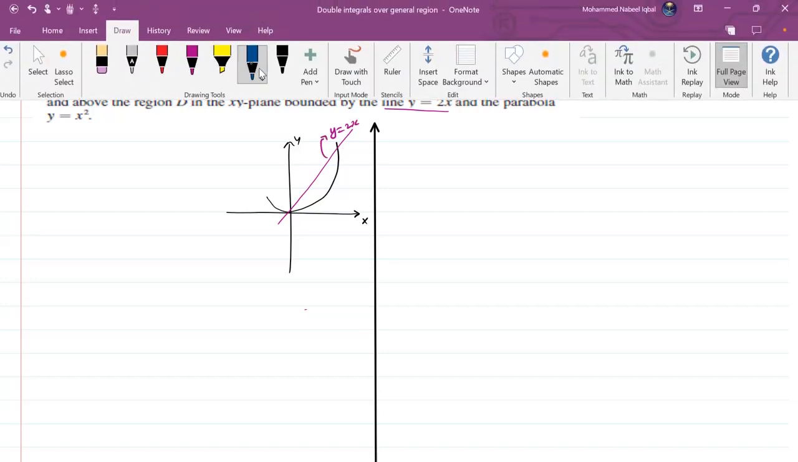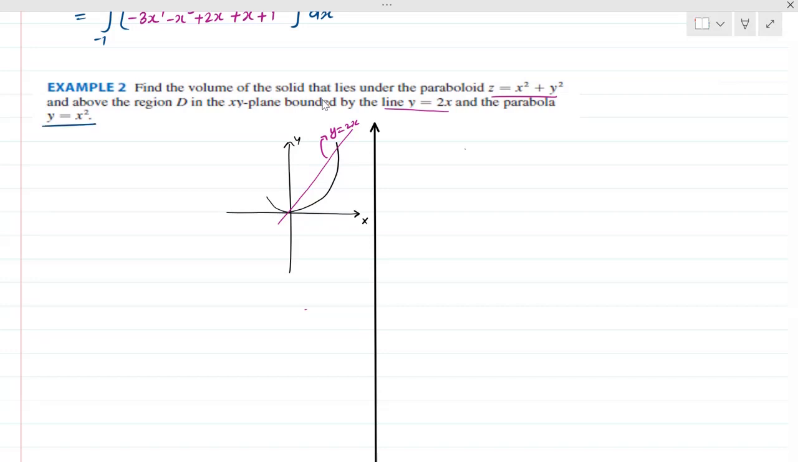And what about the parabola? This is the parabola which opens on the positive part of the y-axis. So this is y equal x square. So this is the parabola. I have to find the area between this one and the line.